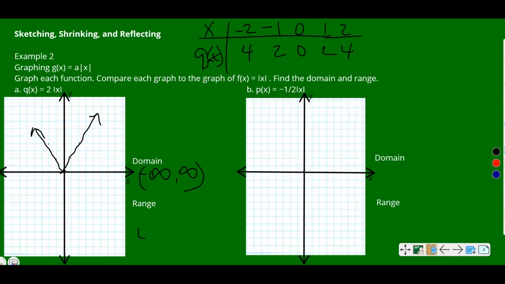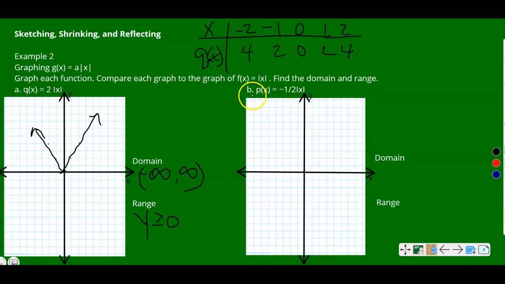And the range would be everything that is above 0. So you can see the y values here. The vertex is at 0, 0, and the arrows go up. So this includes everything greater than 0. So y greater than or equal to 0. Remember, your x is your domain, your y's are your range.